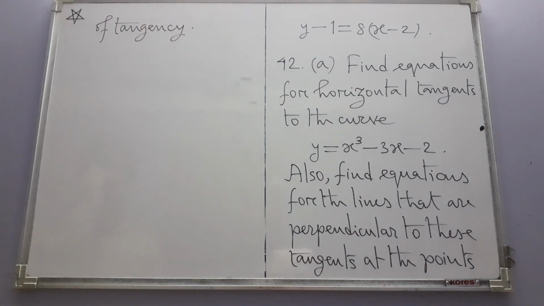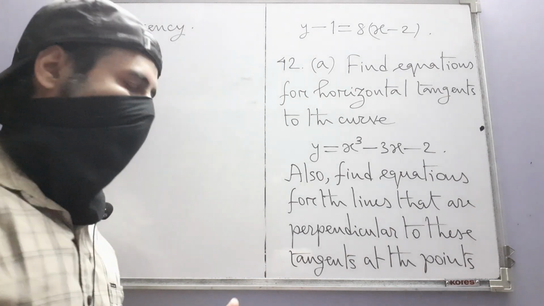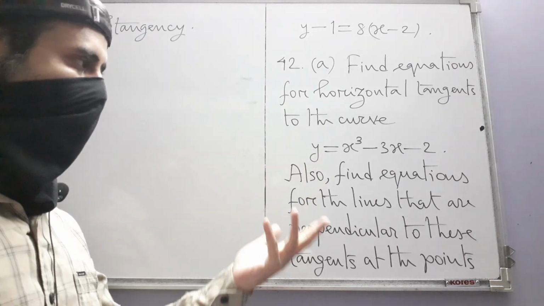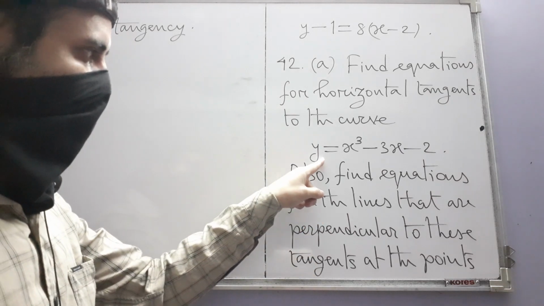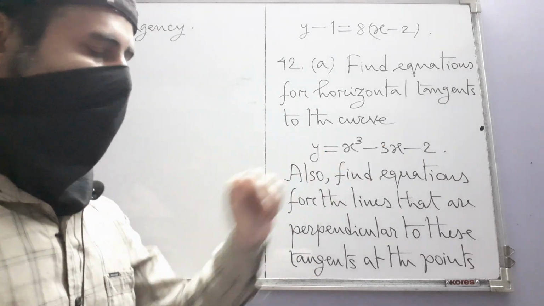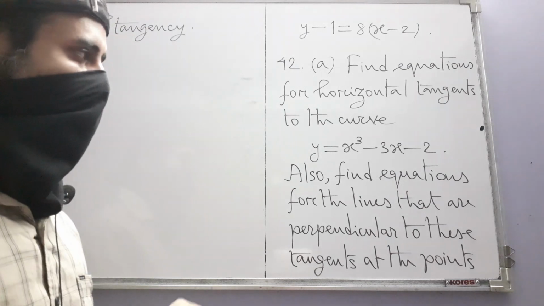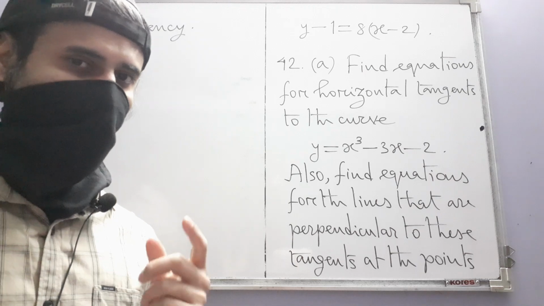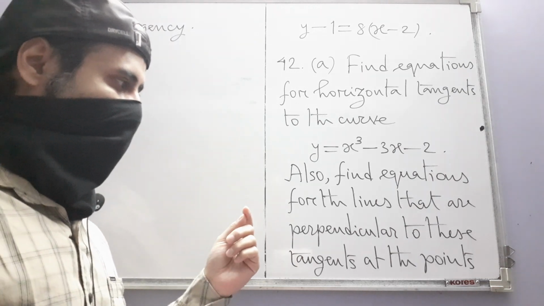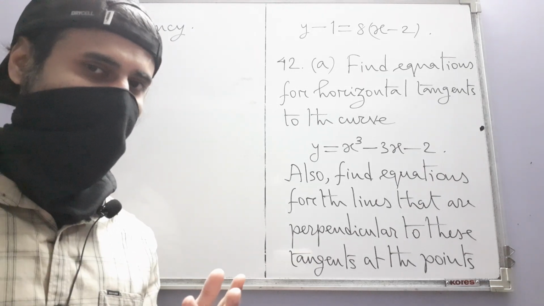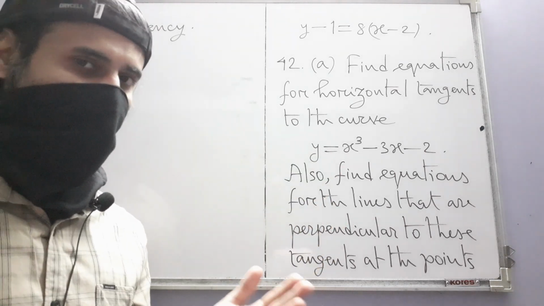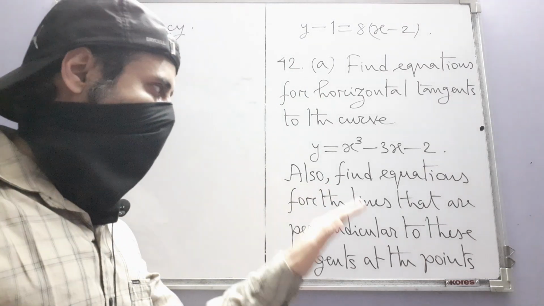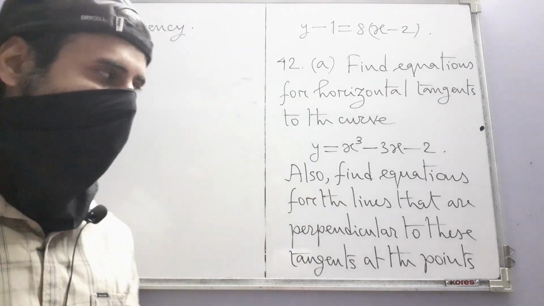So for horizontal tangents, the slope of course should be 0. So what you have to do, you have to first of all differentiate. dy dx here will be 3x square minus 3. So that's the slope. You set that equal to 0 and find the x values. Those will be the points where you will have horizontal tangents. Of course corresponding to those x values you have to find the y values as well, and the xy pairs will be the points where you will have horizontal tangents.